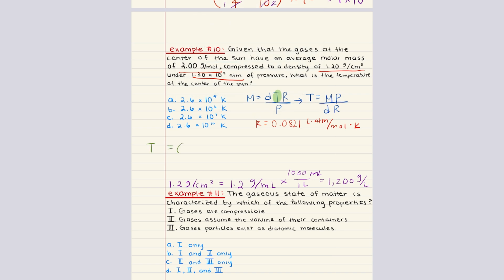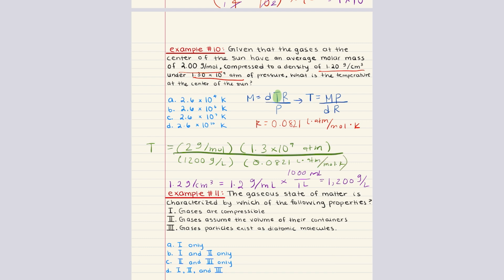Molar mass is equal to 2 grams per mole. And pressure is equal to 1.3 times 10 to the 9 atmosphere. This is divided by our density, which is 1,200 grams per liter, multiplied by our ideal gas constant, 0.0821 liters times atmosphere, divided by moles times Kelvin.